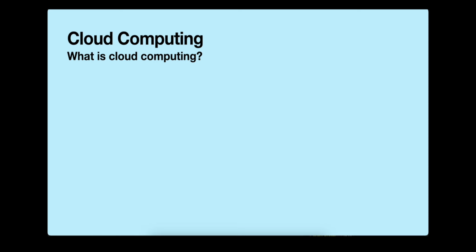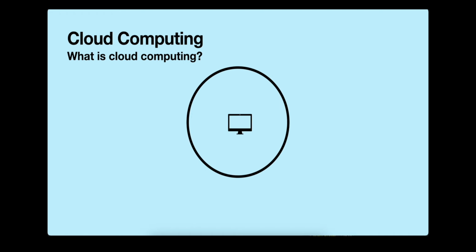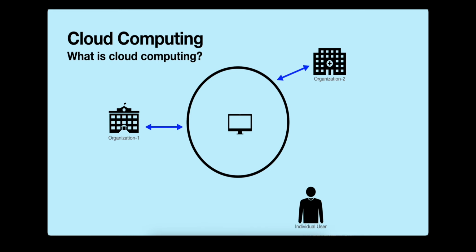So, what is cloud computing? Cloud computing is a model of computing in which shared resources, software, and information are delivered over the internet. Cloud computing enables businesses to access applications, data, and services from any device with an internet connection, eliminating the need for local hardware and software. It also allows businesses to scale up and down quickly as needed.